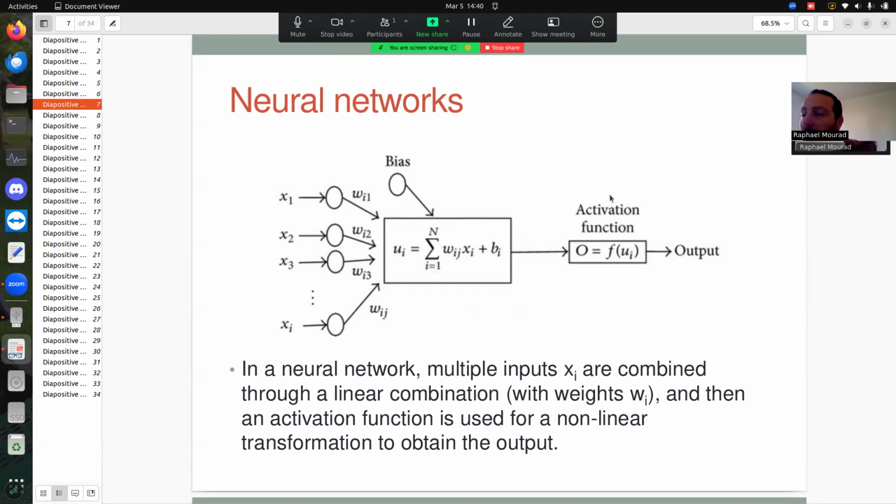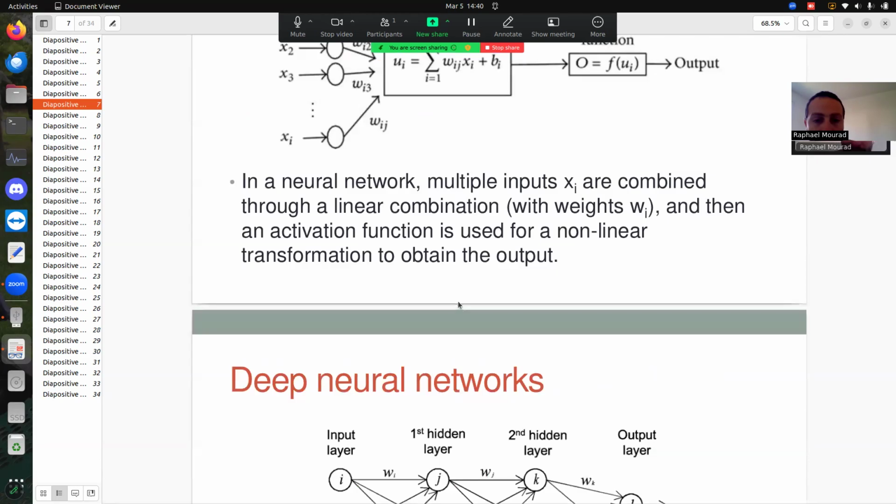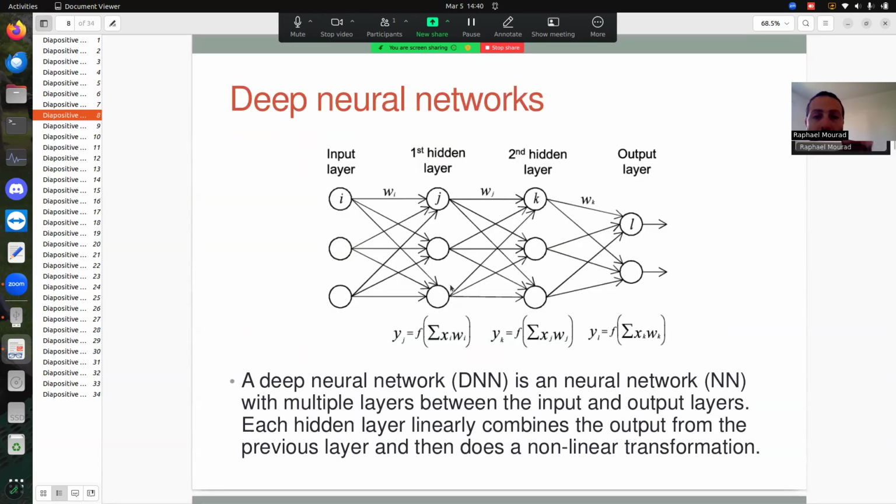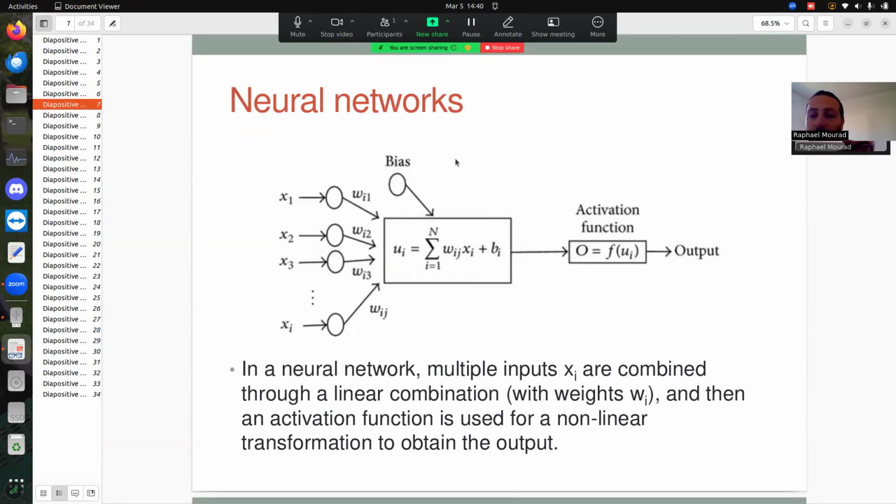And then you have an activation function that can be linear, meaning that you have no change in the output, or you can use sigmoid, or you can use tan function, so you can make it nonlinear. So this is just a one-layer neural network, okay?